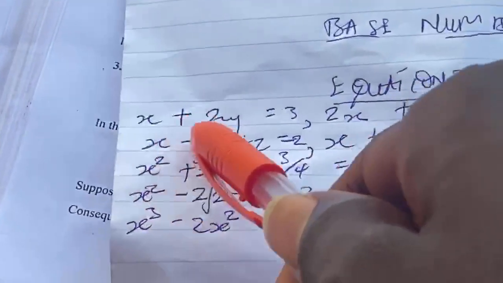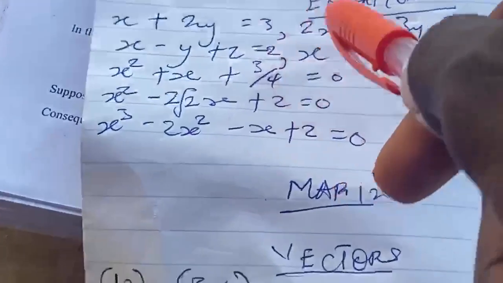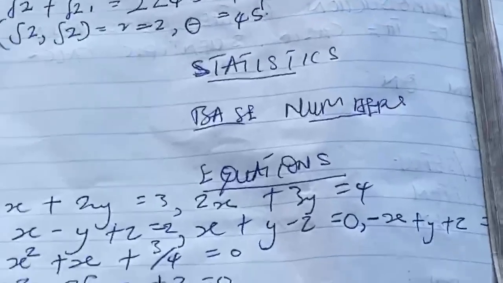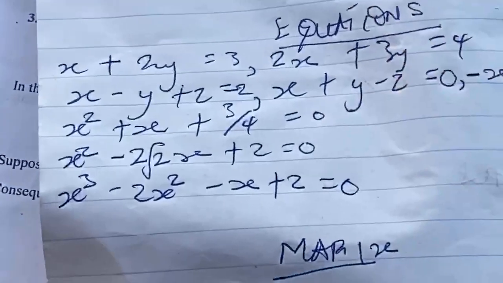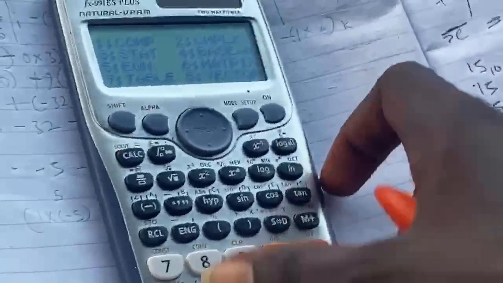The first one says x plus 2y equals 3, and 2x plus 3y equals 4. For us to do this, we have to change our mode to equation mode. Click your mode sign, then click the number 5.